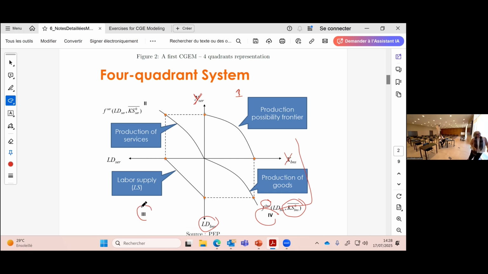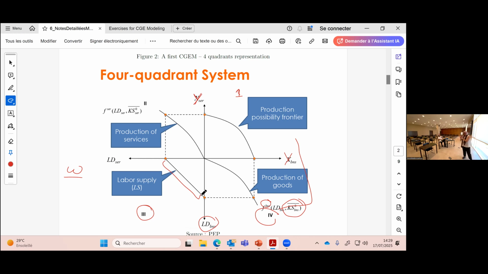Here in the third quadrant, we have the labor supply. The assumption that I mentioned previously is that labor is mobile. Then we can go from one market to another, one sector to another, with the same wage. The wage on this market is W for both sectors. Then the mobility is represented by this linear relation.